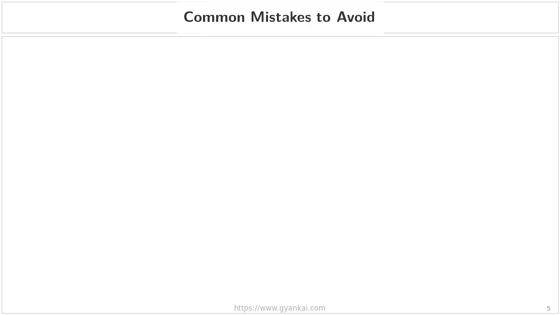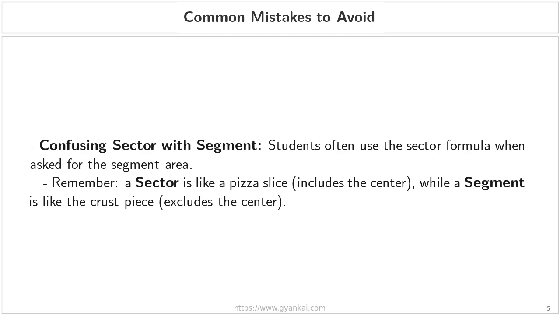Common mistakes to avoid. First, a very common mistake is confusing the sector with the segment. It is easy to accidentally use the sector formula and stop there. To keep them straight in your mind, try this visualization. Think of a sector as a full slice of pizza, which includes the pointy part at the center. A segment, however, is more like just the crust piece at the edge, which excludes that center point. Always ask yourself, am I looking for the whole slice or just the edge?